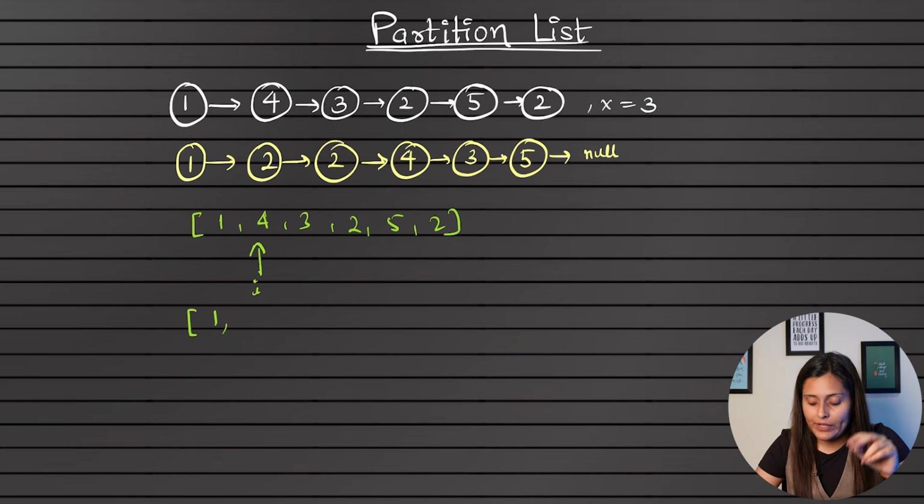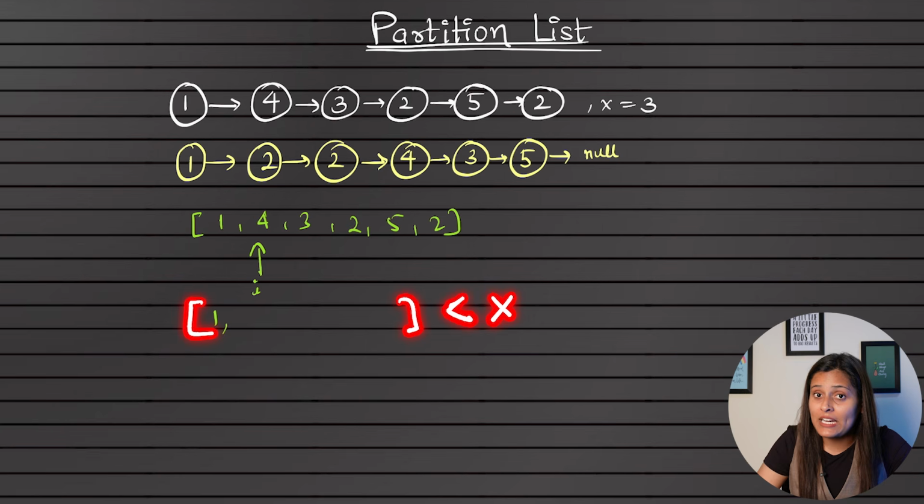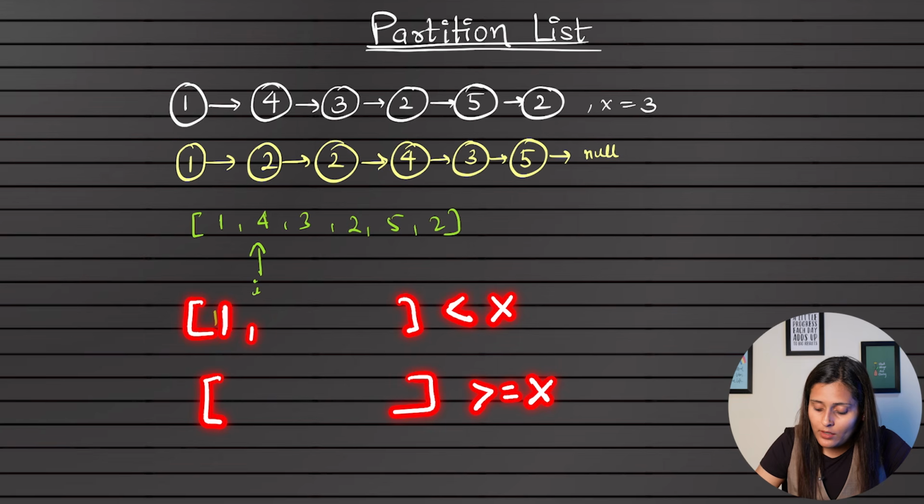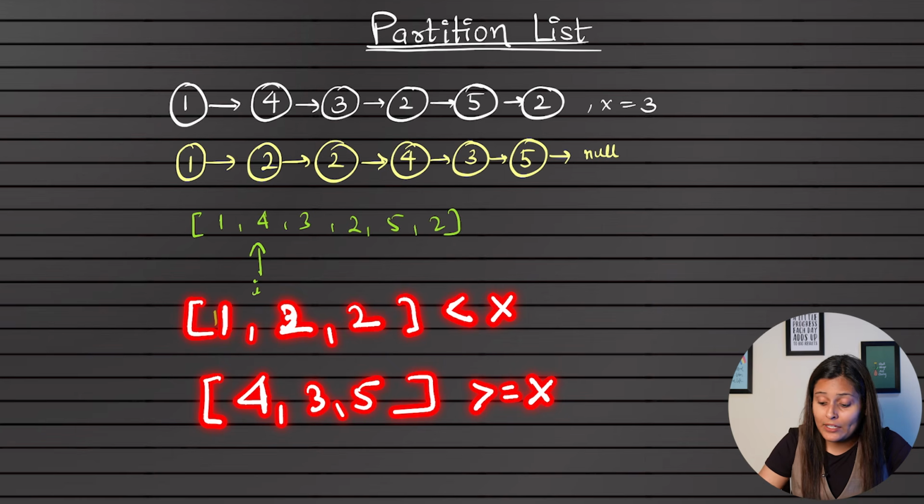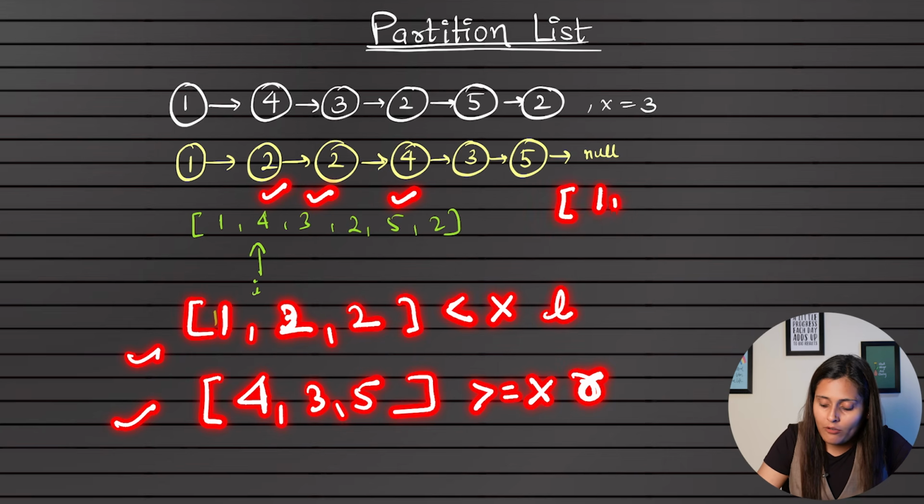But here there are two ways. First is, in the first list put all the values which are lesser than x, and in the other list put all the values which are greater than or equal to x. So in this way you will put 1, 2 and then 2, correct? And then here you will put 4, 3 and 5. Why? Maintaining the order, because 4 comes first, then 3, then 5. Now here are the two lists you have, then just concatenate them, means the left list and, suppose this is the right list. So when you concatenate, 1, 2, 2 and 4, 3, 5 will come.